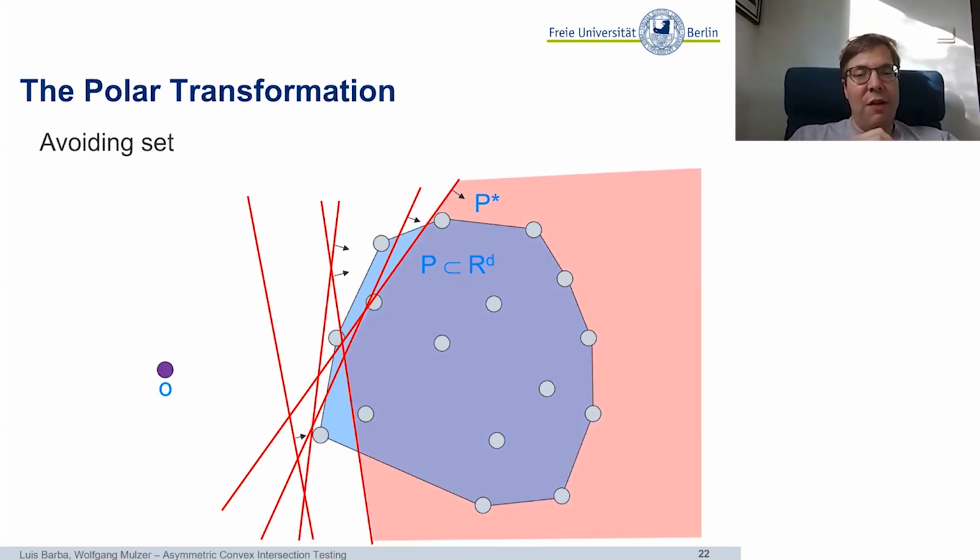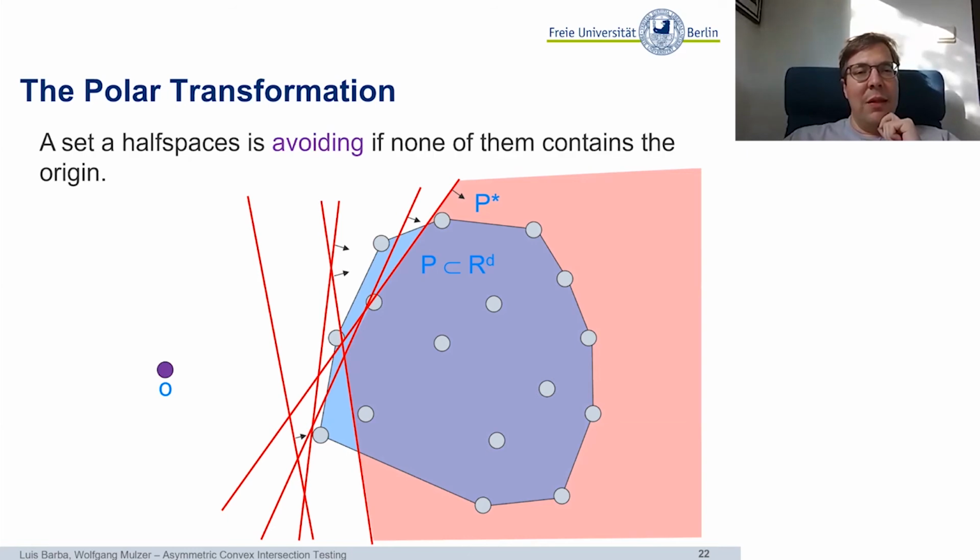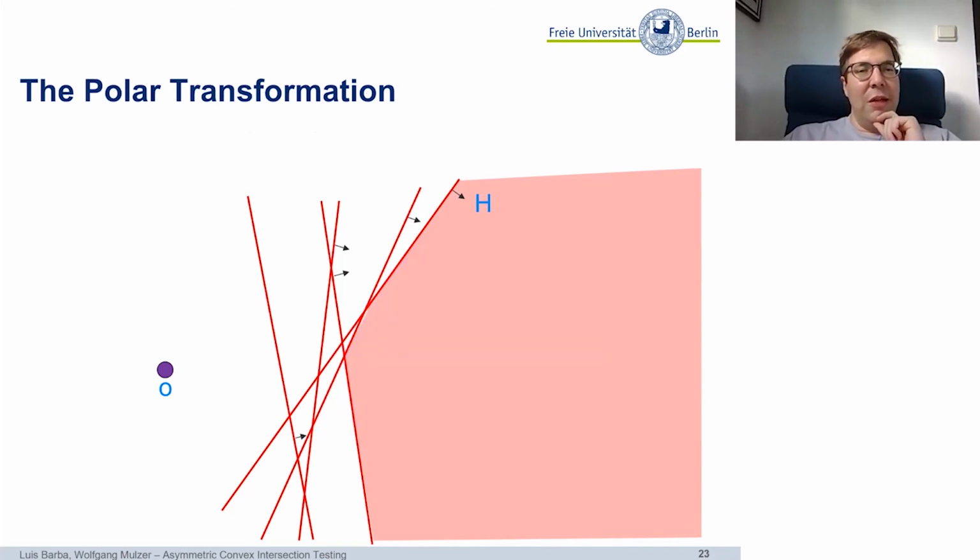An avoiding set of half spaces means that none of the half spaces contains the origin. So for half spaces, the distinction between avoiding and embracing is a bit more subtle. On the one hand, for embracing, I need that the intersection is bounded, and it is not really the case that not embracing means avoiding, because avoiding means that really none of the half spaces contains the origin, and not just that it is not embracing. Okay, but so these are two definitions.